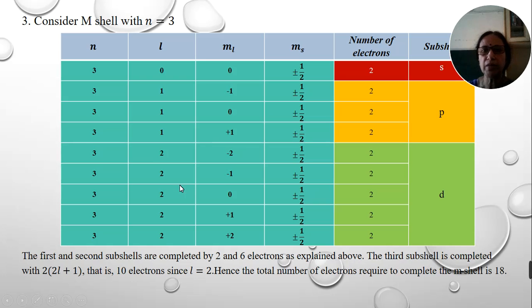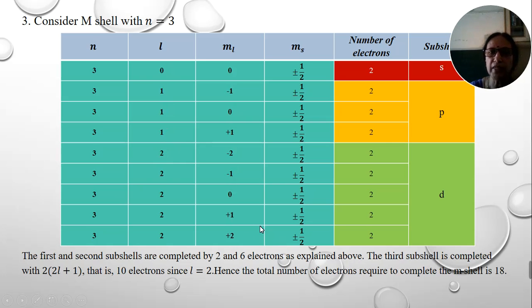So one more example I have listed. Quickly you can go through this one. That is the third orbit I have taken into account, that is n is equal to 3. So if n is equal to 3, L can have 3 values, 0, 1 and 2. And for each of these, ML can have, for 1 it is -1, +1 and 0. For L value 2, ML can take values -2, -1, 0, +1 and +2.